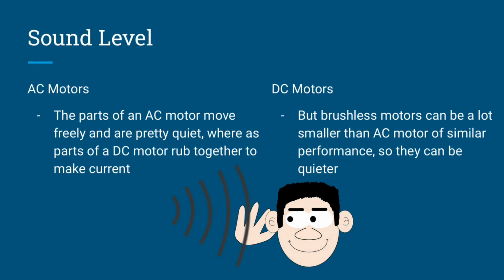As you might guess, an AC motor is quieter than a DC brushed motor because the components of an AC motor spin freely from one another, whereas the components of the brushed DC motor rub to pass the electric current. However, a brushless DC motor can be smaller than an AC motor of comparable performance. The brushless DC motor will therefore be quieter.